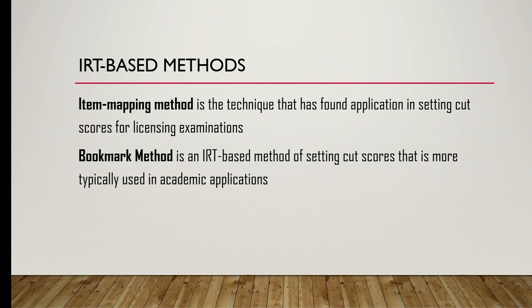The IRT method could make use of the item mapping method, a technique that has found application in setting cut scores for licensing examinations. It entails the arrangement of items in a histogram, with each column in the histogram containing items deemed to be of equivalent value.